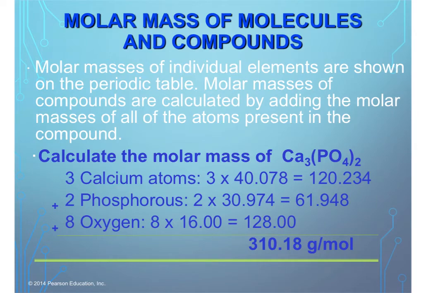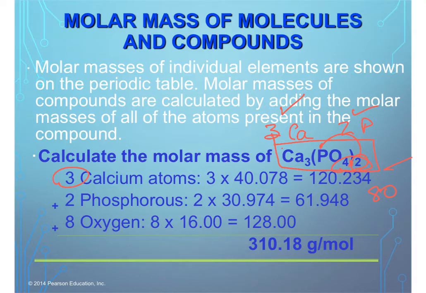All right, so now before we start doing dimensional analysis and calculations, it's going to be important to find the molar mass of compounds, not just elements and atoms. For example, let's look at calcium phosphate because it has a lot of different atoms in it, right? We have 3 calcium, and we have 2 phosphorus, and we have 2 times 4, 8 oxygen.